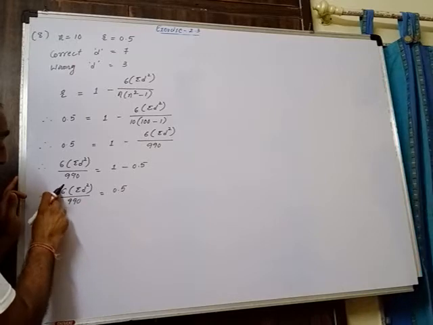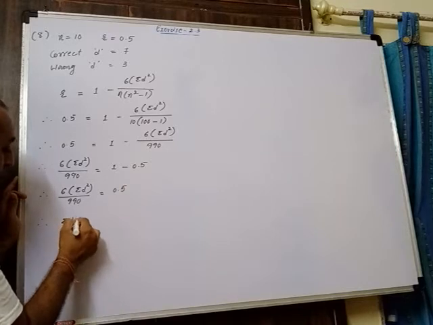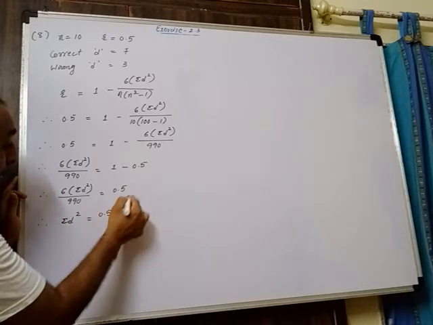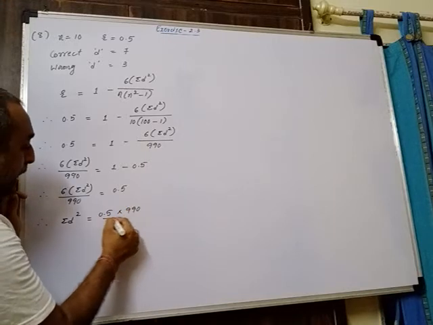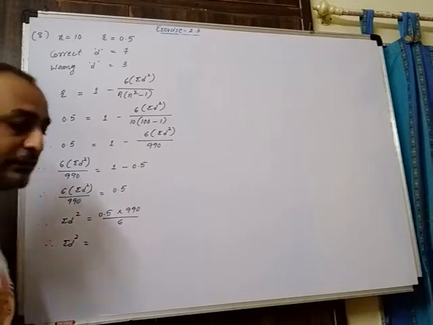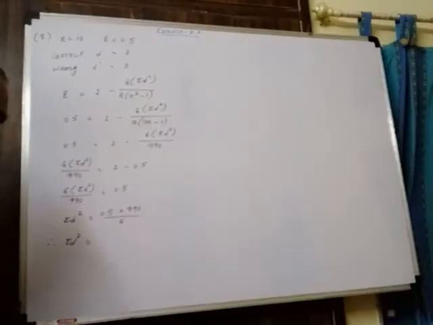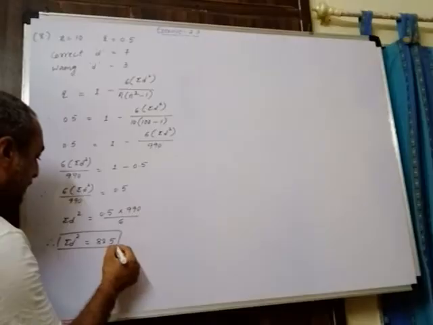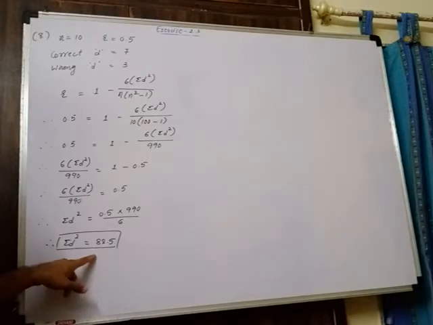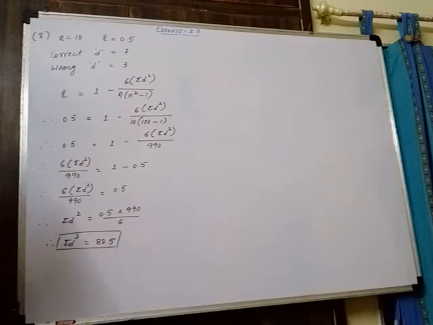Now we have to find out actually sum of d square. So both these constant values we can take on the other side, and it will be reciprocal. So sum of d square is equal to 0.5 into 990, and this 6 will go in the denominator. So accordingly we'll find out the sum of d square value. It is 0.5 into 990 divided by 6, so we got 82.5. This is your wrong sum of d square. We have calculated total of d square 82.5 with the help of wrong d. How much? 3. Right?